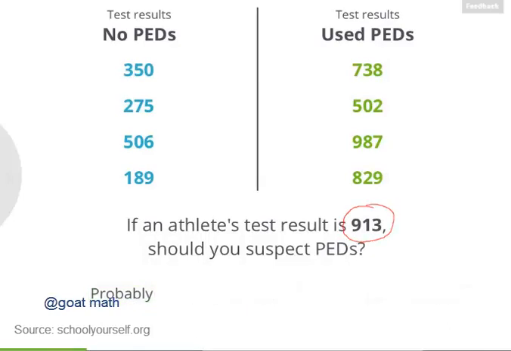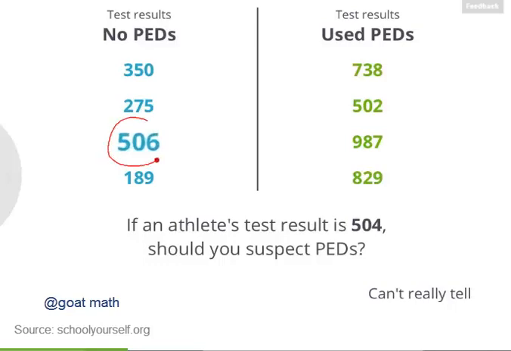Right, that's a really high number, so they probably used drugs. Now, what if another athlete comes in with a score of 504? What would you say now? Right, in this case you can't really tell. 504 is less than 506, which is one of the negative samples, but it's greater than 502, which is one of the positive samples. So for this athlete, you kind of have to guess, and there's a good chance you'd guess wrong, resulting in a false positive or false negative.